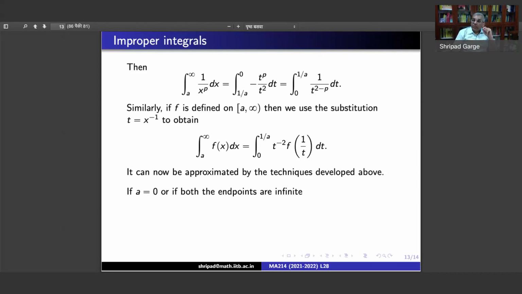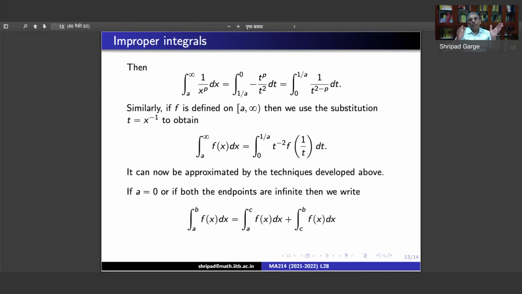If a happens to be 0 or both the endpoints are infinite, then we do a similar trick: you insert a point C and you write your integration a to b as integration a to c plus integration c to b of f(x) dx. So it's a very simple trick that we are going to use almost always to convert very difficult types of integrals to the types of improper integrals that we have seen and studied quite a lot.